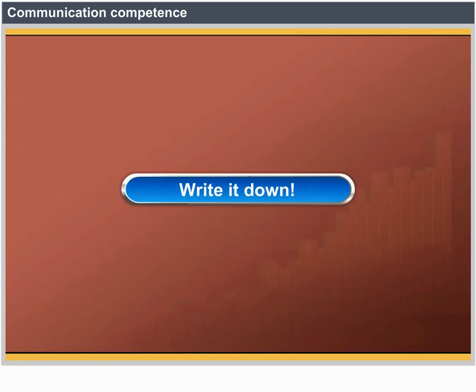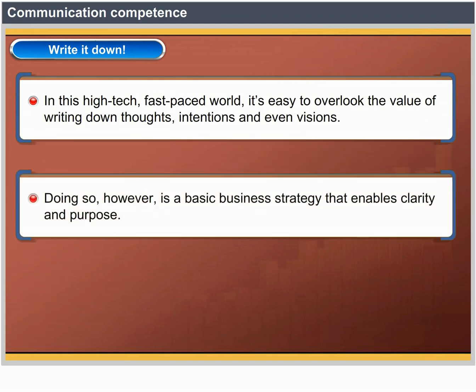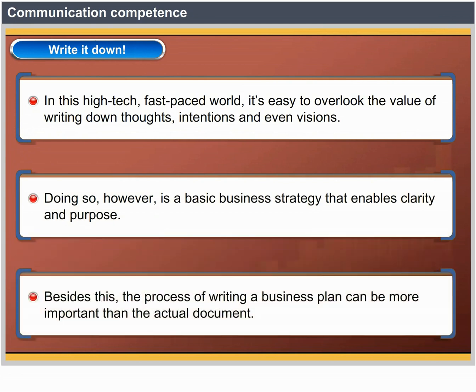Write it down. In this high-tech, fast-paced world, it's easy to overlook the value of writing down thoughts, intentions, and even visions. Doing so, however, is a basic business strategy that enables clarity and purposes. What's more, the process of writing a business plan can be more important than the actual document.